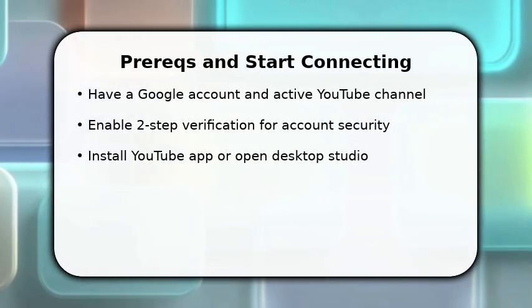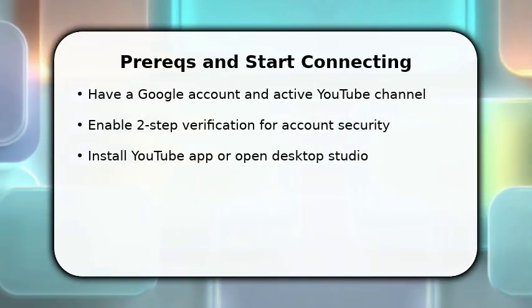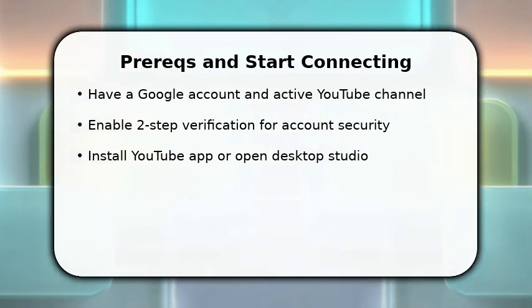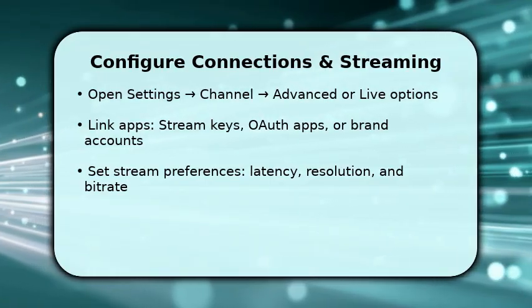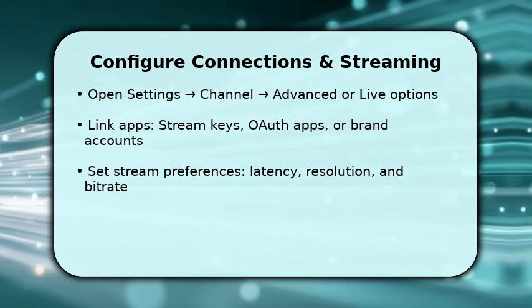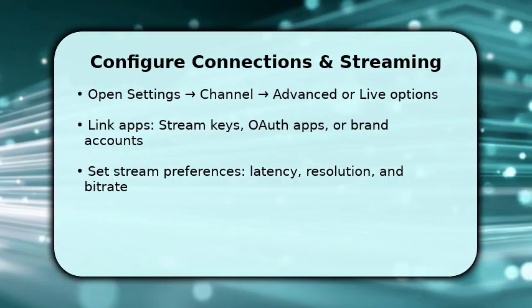Next, go to the channel profile and click your avatar. Then switch to YouTube Studio to begin linking third-party services or streaming tools. Start by selecting Settings. Once in Settings, navigate to Channel and then Advanced Settings, or choose Live from the left menu of Streaming. Here, retrieve or generate a stream key for your encoder. Copy it securely because it grants broadcast access.